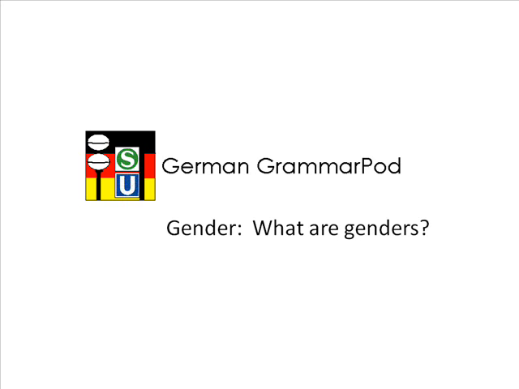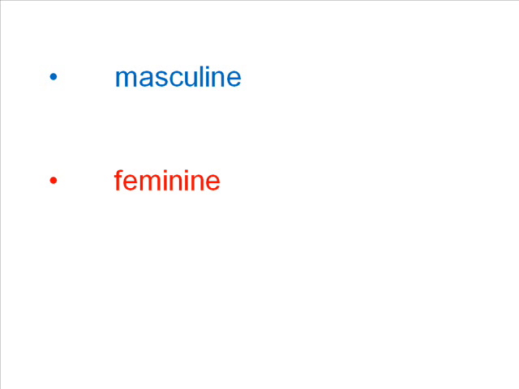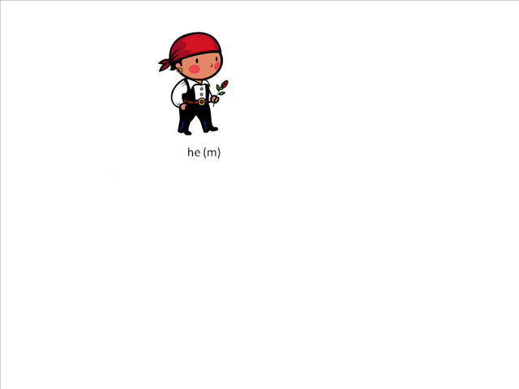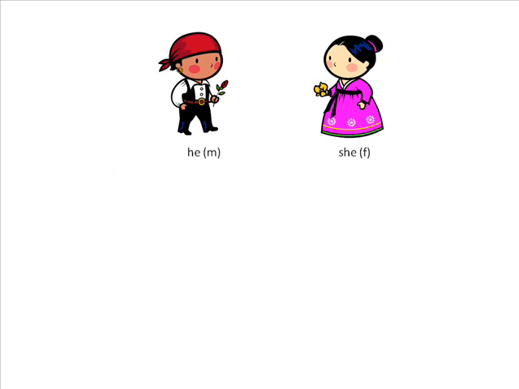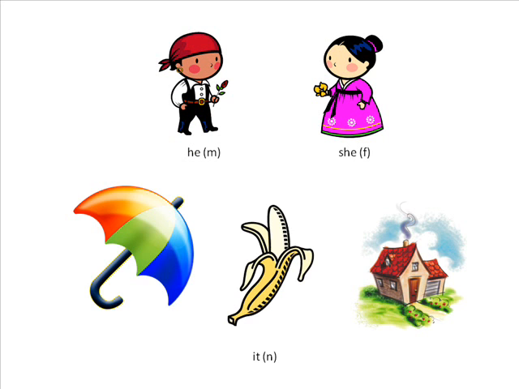In this episode we're going to look at genders in German and answer the question, what is gender? Like English, German has three genders into which it divides its nouns: masculine, feminine and neuter. However, unlike English, it doesn't follow natural gender. Whereas English calls men and boys he, women and girls she, and inanimate objects it, German divides even its inanimate objects into masculine, feminine and neuter.